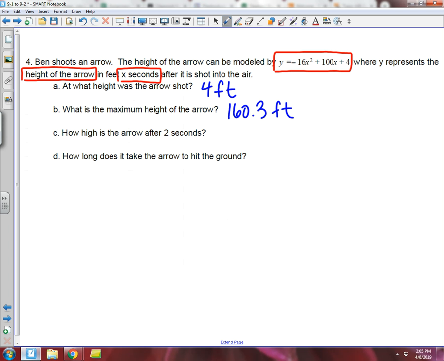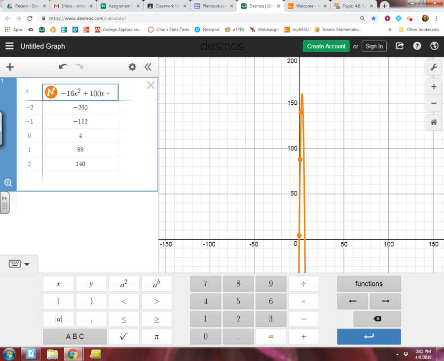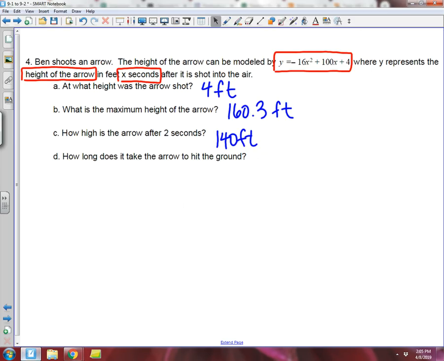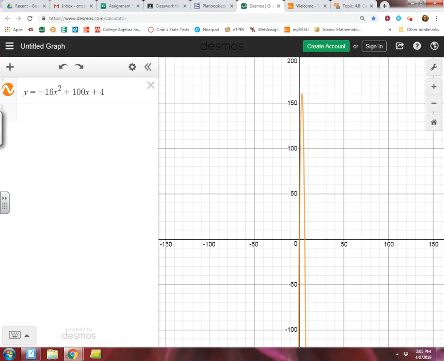140 feet. Now, to get out of that, you're going to press this undo arrow. Does everybody see this undo arrow? You okay? You okay back there? You press the undo arrow and it takes it back. Last question for this situation. How long does it take the arrow to hit the ground? How do I know where it hits the ground? Which would be the x-intercept, wouldn't it?